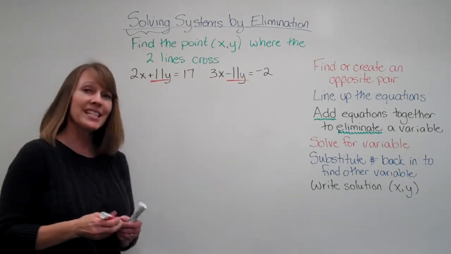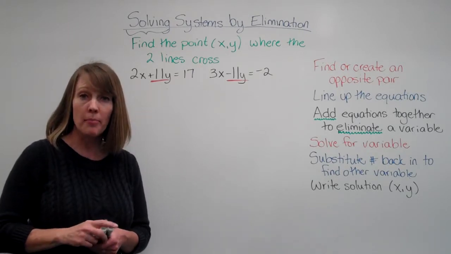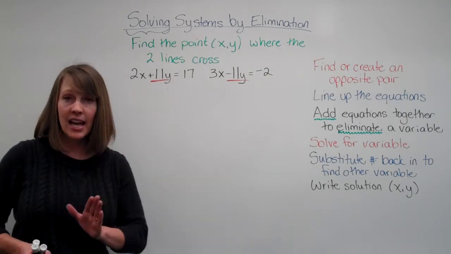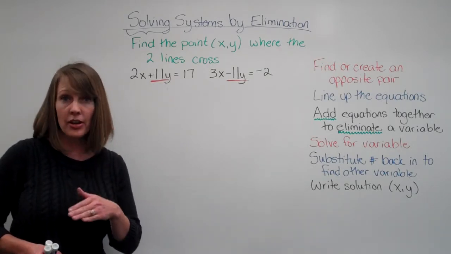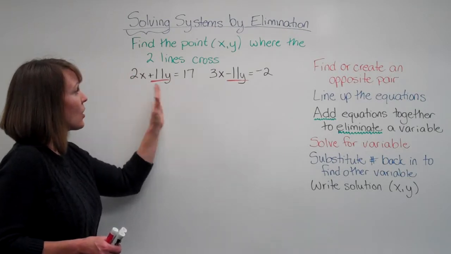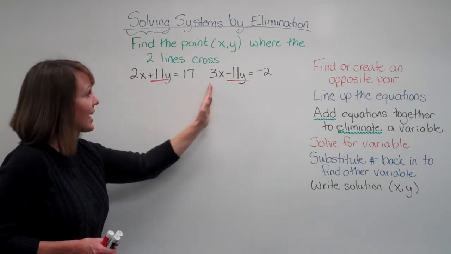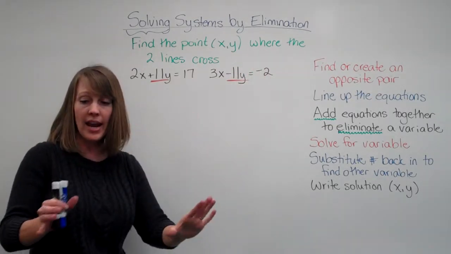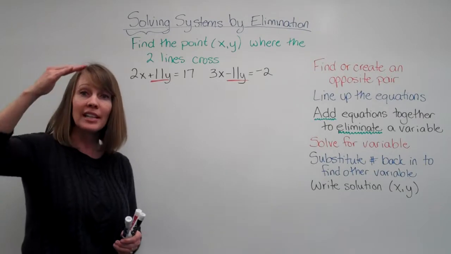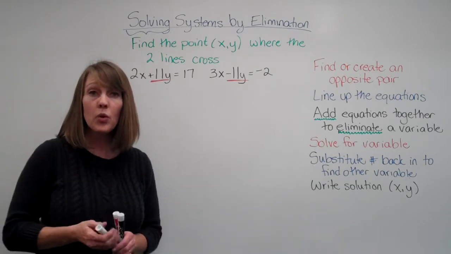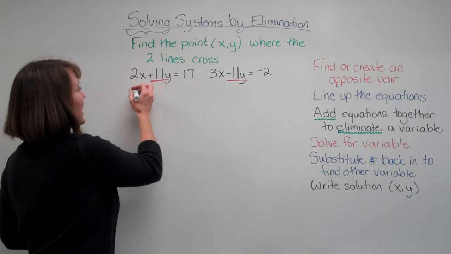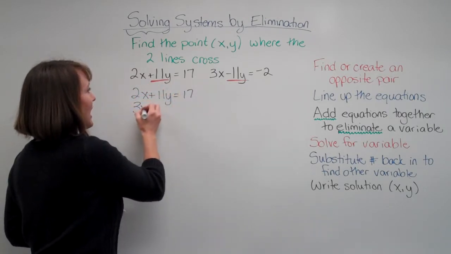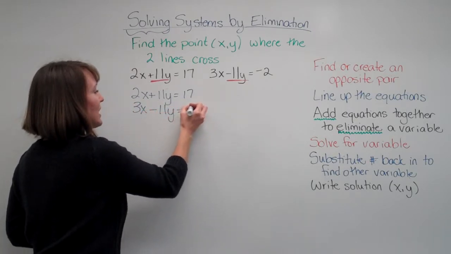So what we're going to do is take these two equations and line them up on top of each other. The only way we can do that, however, is if all of our letters and signs and equal signs line up together. So this has an x, a sign, a y, an equal, and a number. X, a sign, a y, an equal, and a number. They're lined up the same way. So we're going to line them up on top of each other like we were going to do an addition problem. So we'll say 2x plus 11y equals 17. 3x minus 11y is equal to -2.